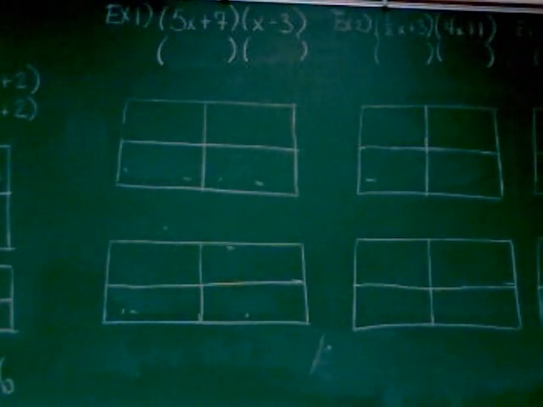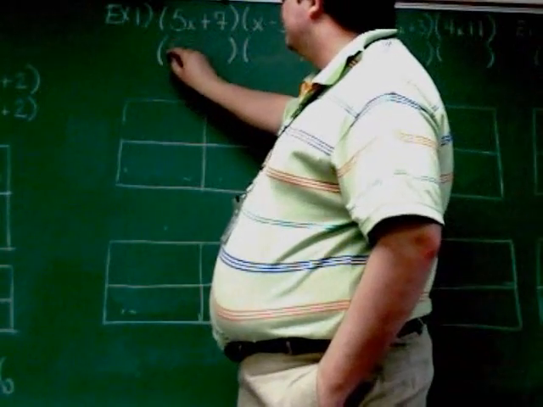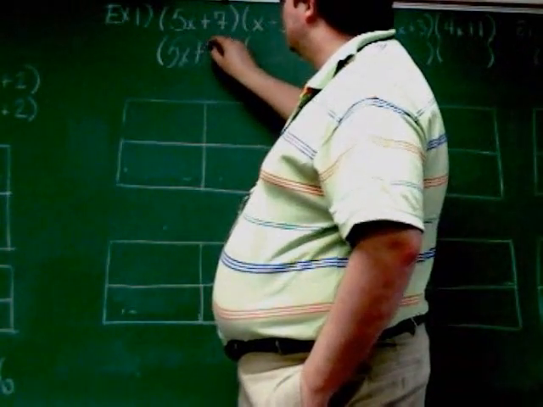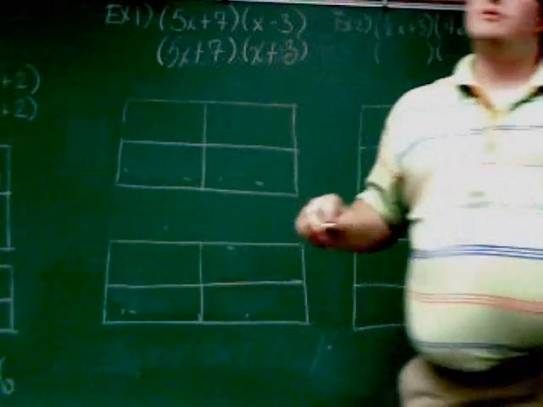All right, example 1. 5x plus 7 times x minus 3. You can see we do have a subtraction sign here that needs to be dealt with, so that's where I'm going to start. I'm going to rewrite this as 5x plus 7 times x plus negative 3.